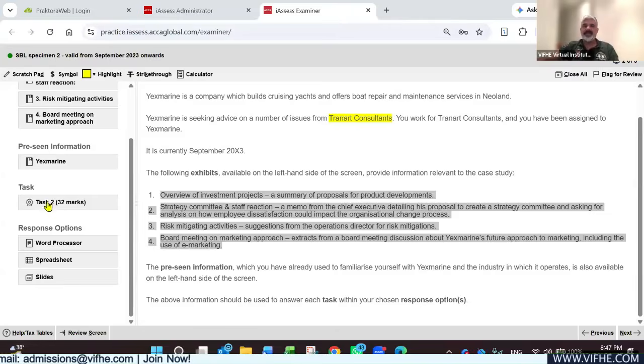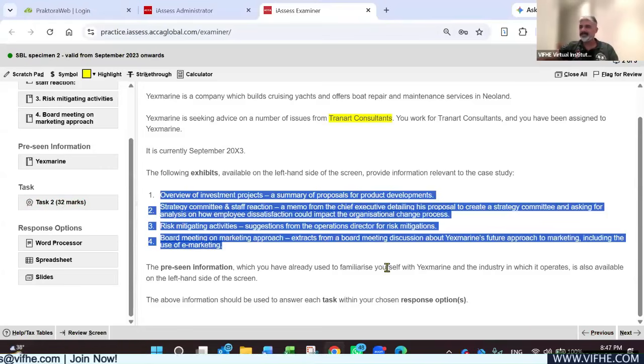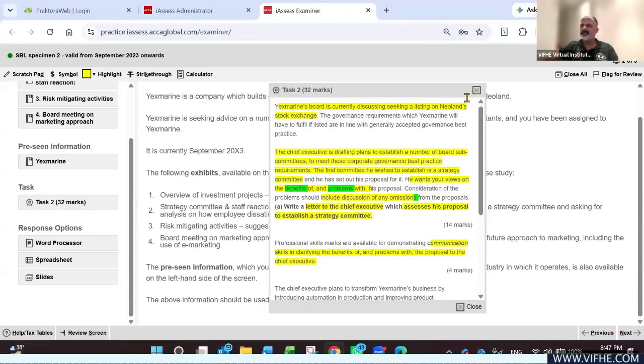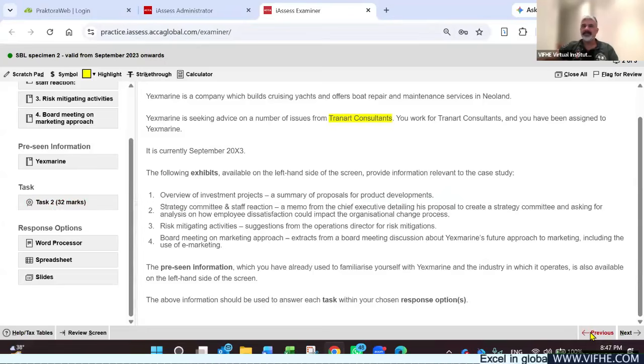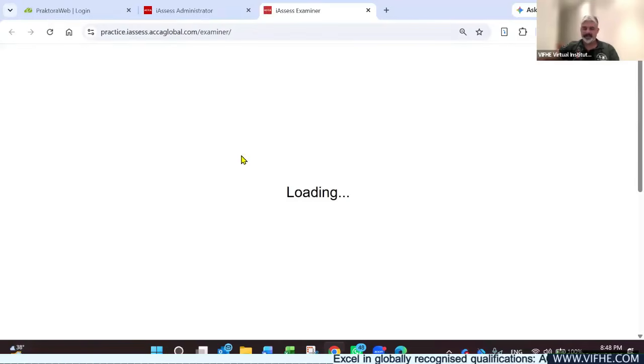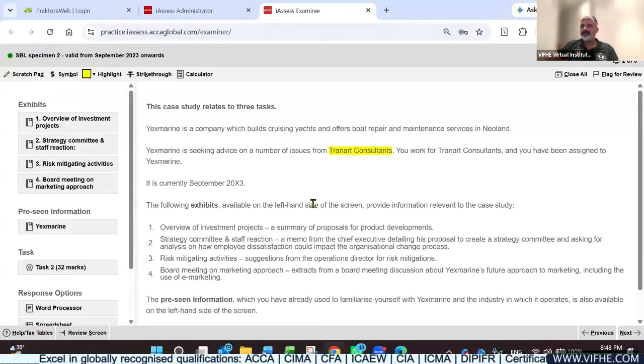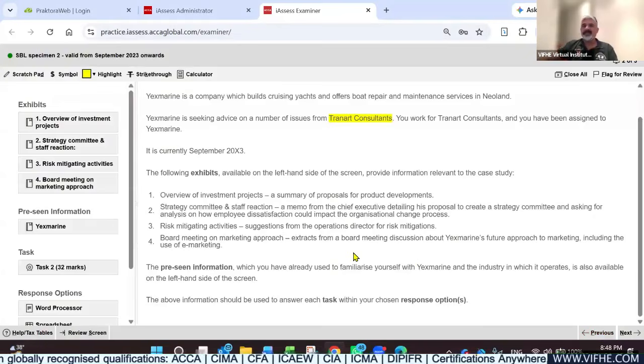So I will read task number 1. Hey, why is it not going? Wait, guys, I'm refreshing. Shit, man.